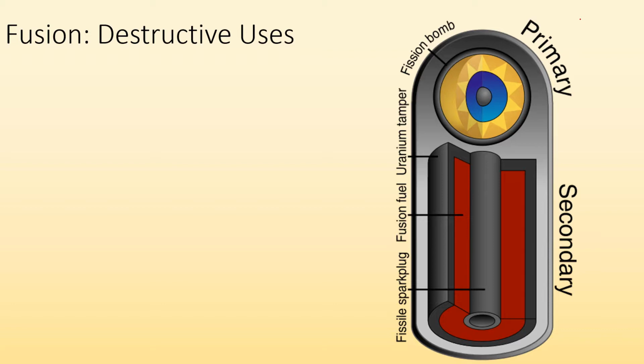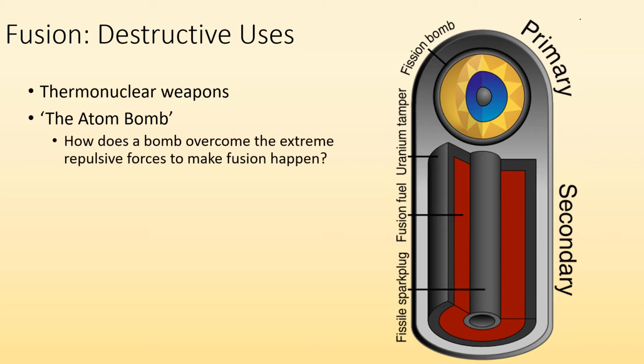Destructive uses for fusion, though. We're talking about good things, but there's always bad things, right? Science is a tool. You can use it for good or you can use it for not good. So if you've ever heard of thermonuclear weapons, they're talking about fusion bombs. Not fission bombs, but fusion bombs. The atom bomb, the atomic bomb, this is what they're talking about.